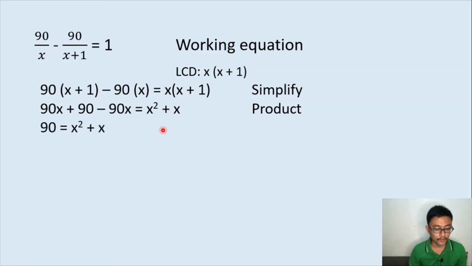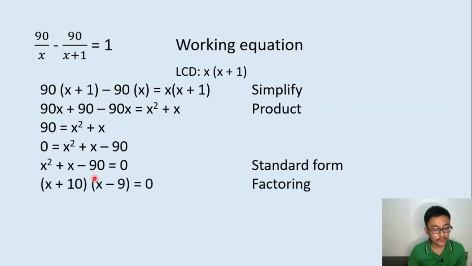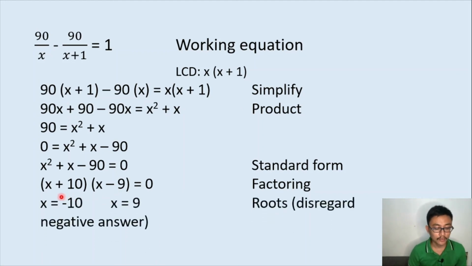Then we just subtract 90x minus 90x, 90 na lang, equals x squared plus x. Then you just transpose 90 here, that becomes negative 90. So the standard form will be x squared plus x minus 90 equals 0. So we can solve this equation by factoring. That is x plus 10 and x minus 9. So by applying the zero property, we have x equals negative 10, x is equal to 9.